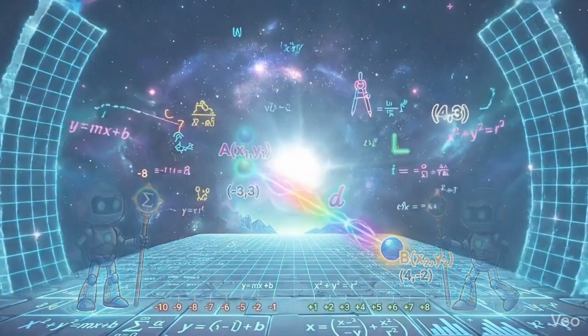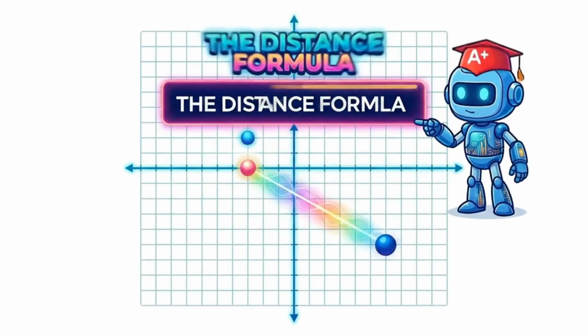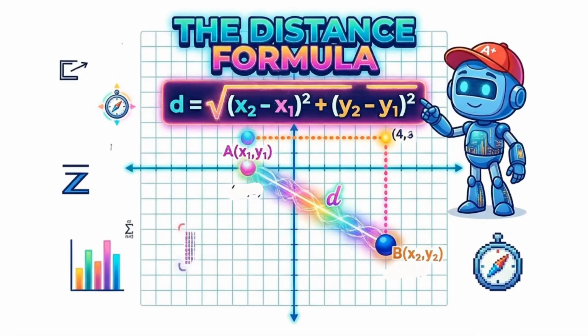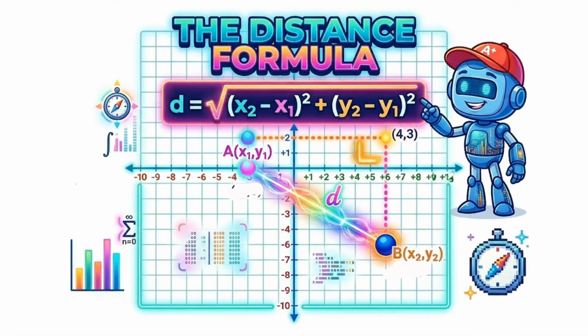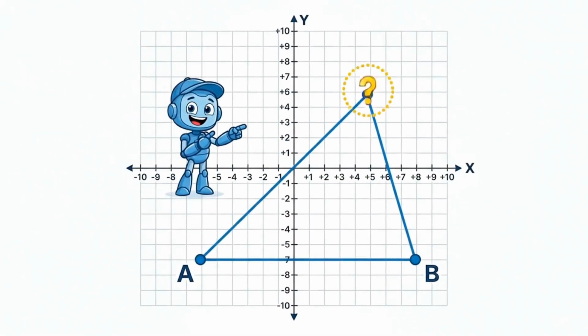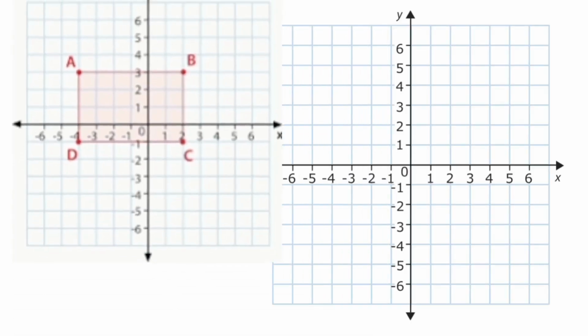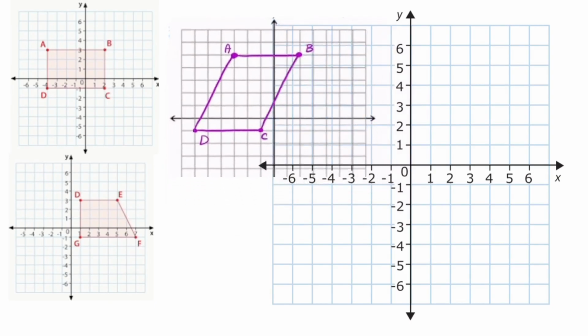This idea leads to one of the most powerful tools in coordinate geometry, the distance formula. And once we understand it, we can solve many interesting problems like finding missing vertices of triangles, locating points that are equally distant from others, and even completing shapes on coordinate planes. At first, we will see how to use the distance formula in simple questions.